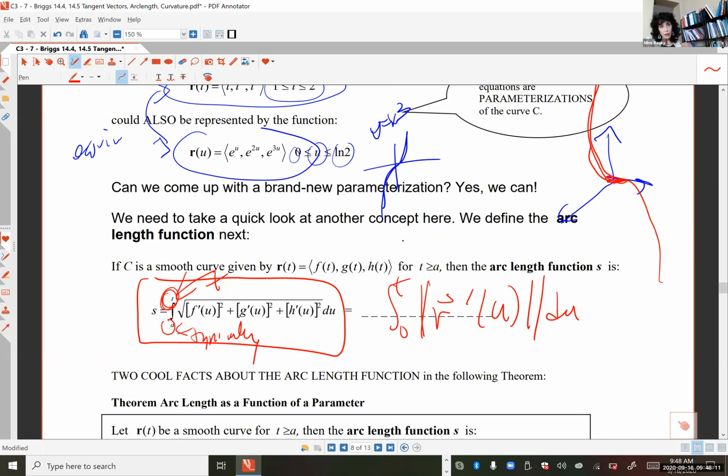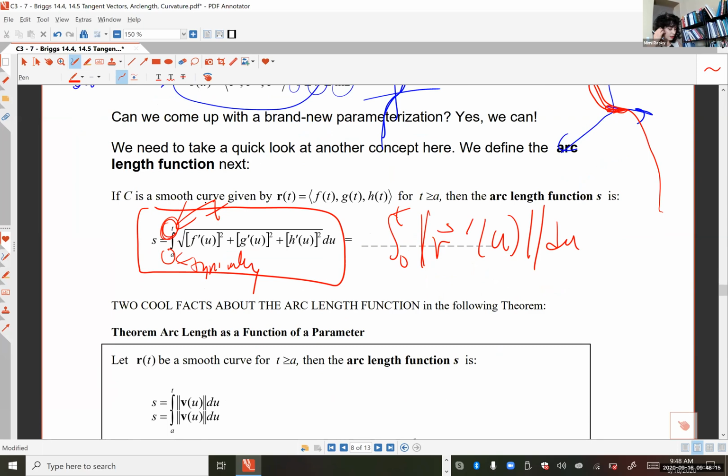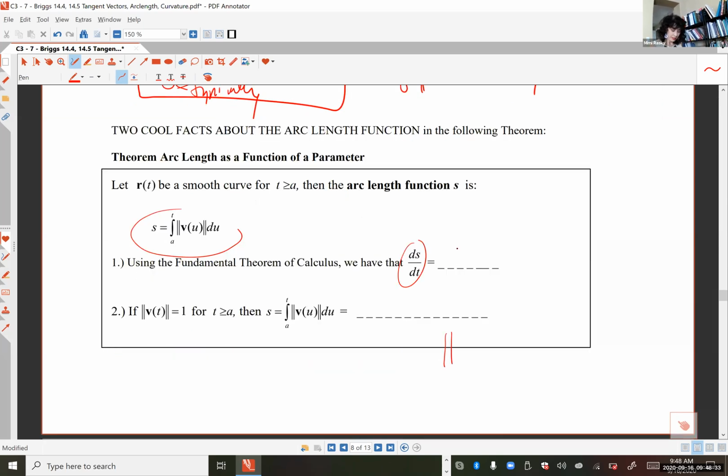So what about parameterizing using the arc length function? If you parameterize using the arc length function, some really cool properties come about. From the fundamental theorem of calculus, if you take the derivative of your arc length with respect to t, it'll just give you the velocity vector's magnitude, aka the speed. And of course, why is that?